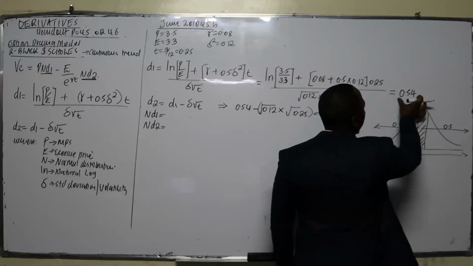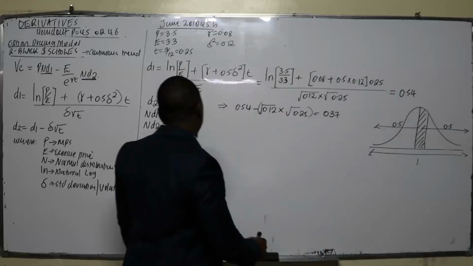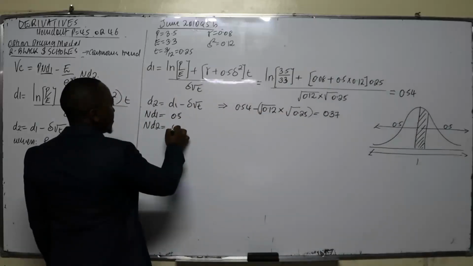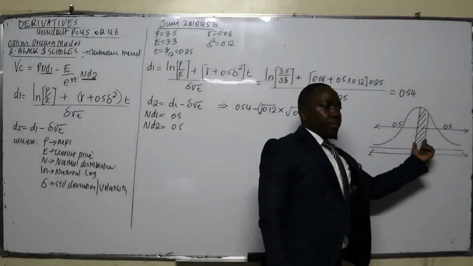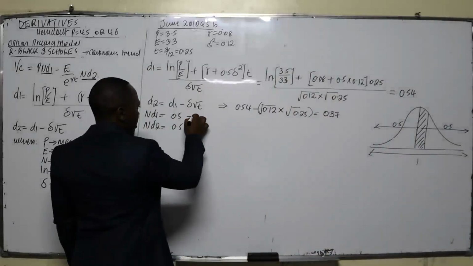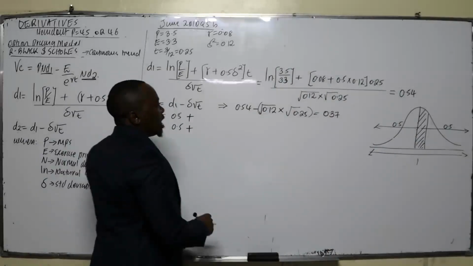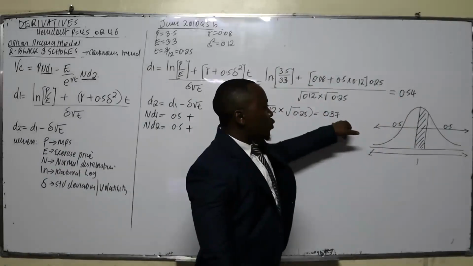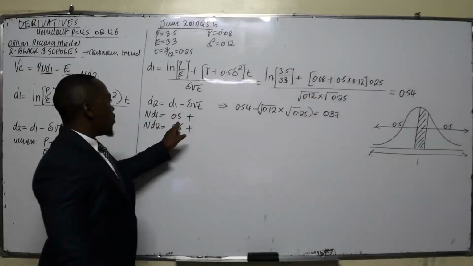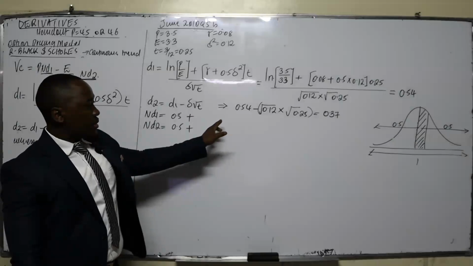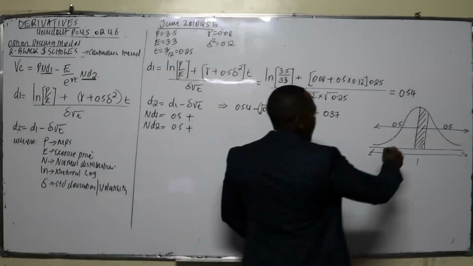So if d1 and d2 are positive, you take 0.5, then you add this probability. If d1 and d2 were negative, say negative 0.54, you would take 0.5 minus. So how do we get this now?